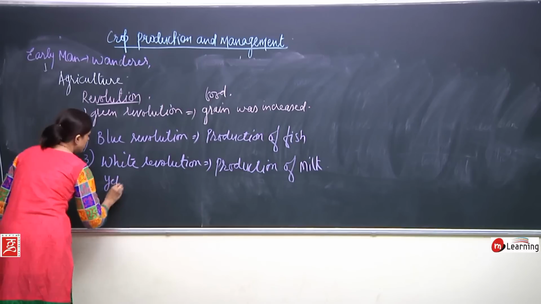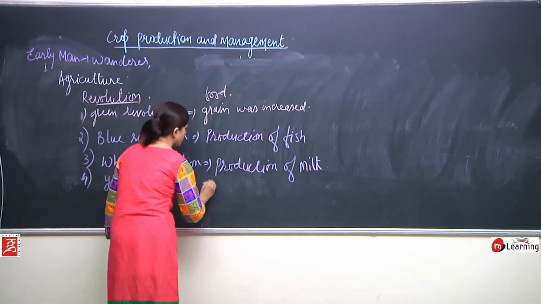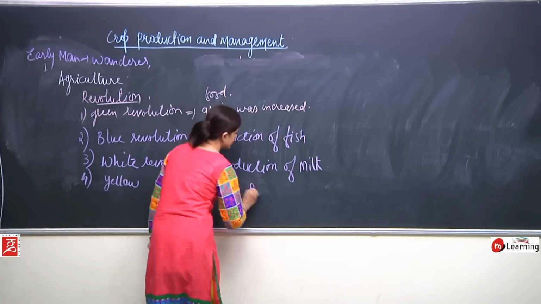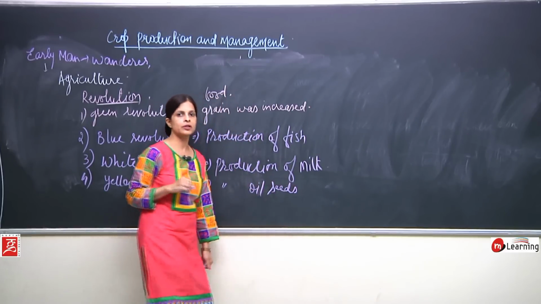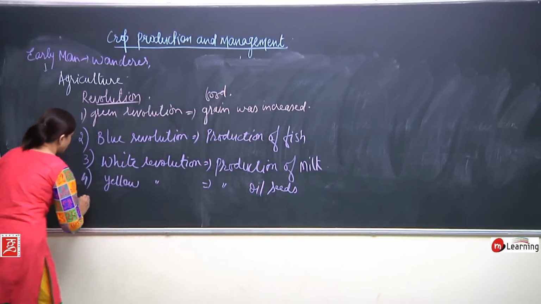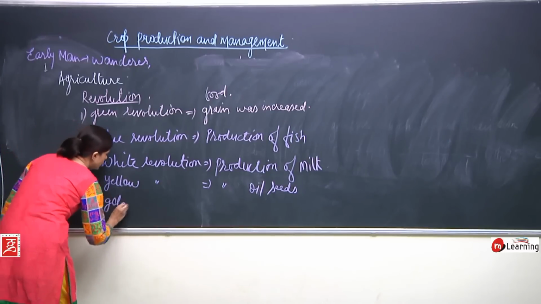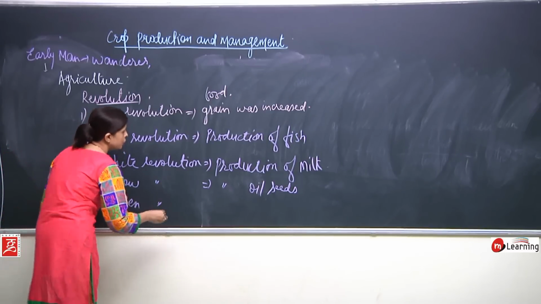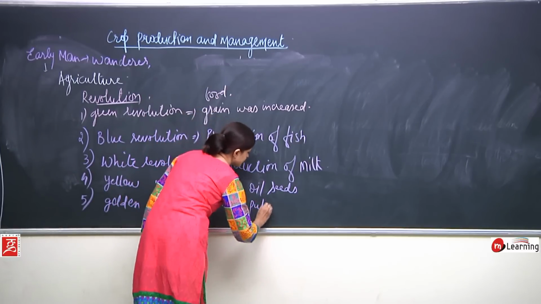Now, the yellow revolution is what? The production of oil seeds was focused on. And under trial is the golden revolution, and this one is for the production of pulses.